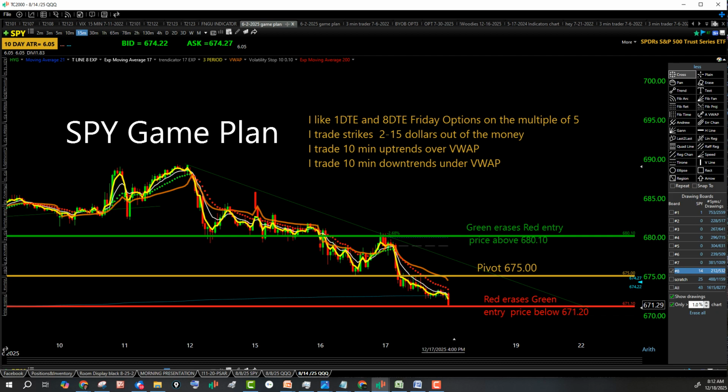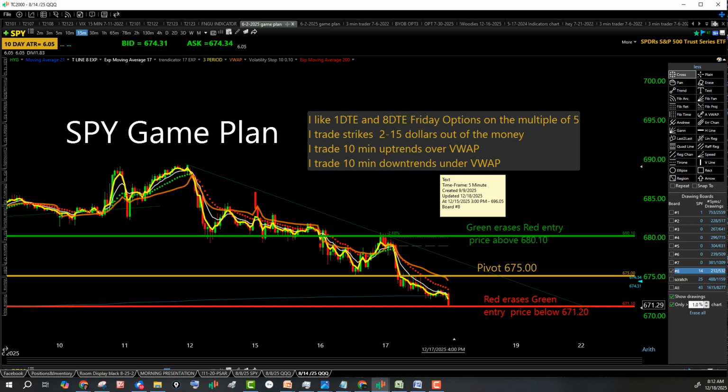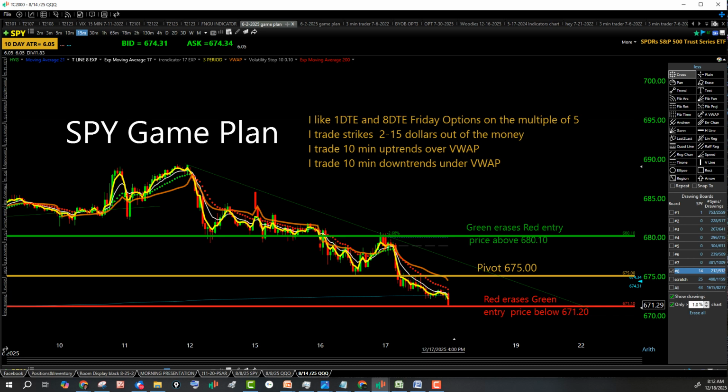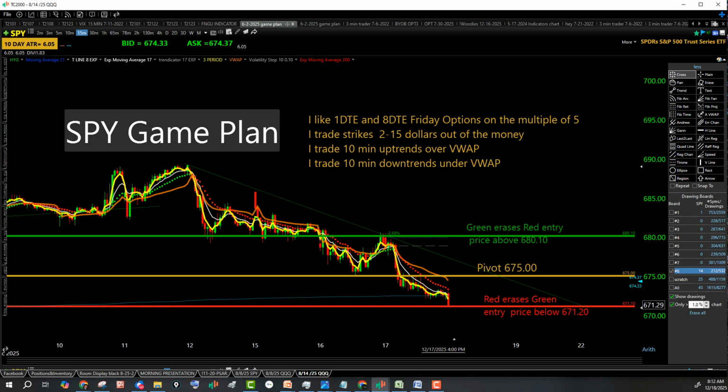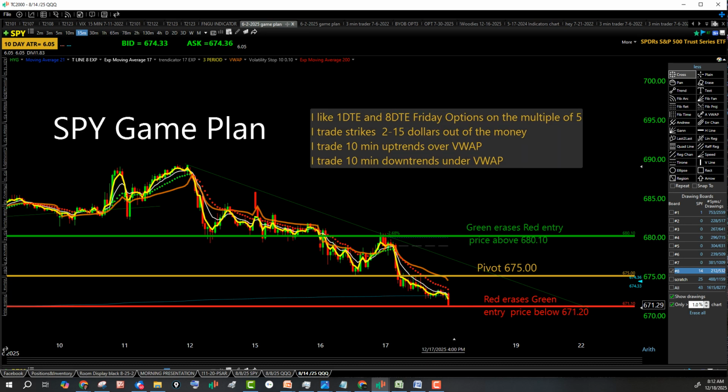If a 10-minute downtrend happens to manifest up here, long before it gets to the red erases green entry, I'm not opposed to trading it as long as it breaks the bearish 10-minute rubber band candle. Same with uptrends. If a 10-minute uptrend happens to manifest here or here, long before the green erases red entry, I'm not opposed to trading it as long as it breaks the bullish 10-minute rubber band candle. All right, so that's my game plan for today.